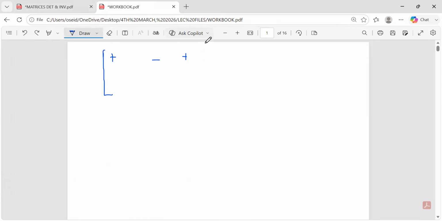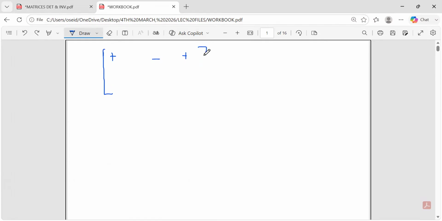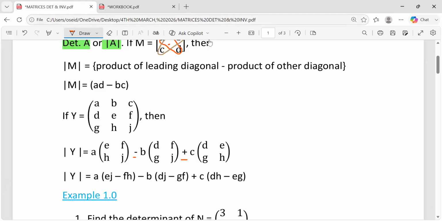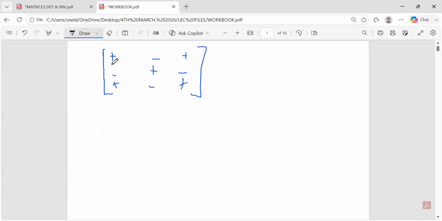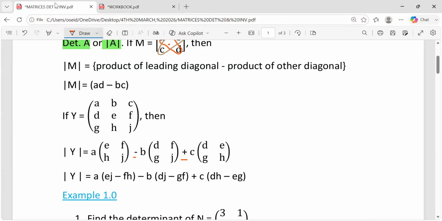On the second row, we have minus, plus, minus. And on the third row, we have another plus, minus, plus. So if you look at this one, that's because we are using only the first row. And since we are using only the first row, we are going to pick plus, minus, plus. We are going to take this one. Plus, minus, plus. Thank you very much.